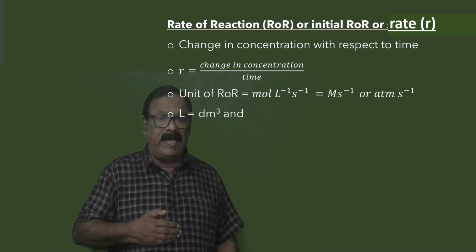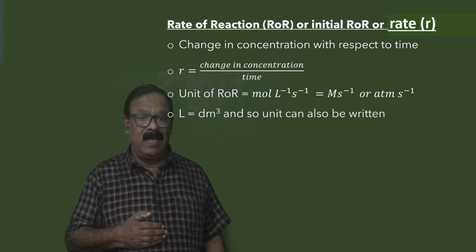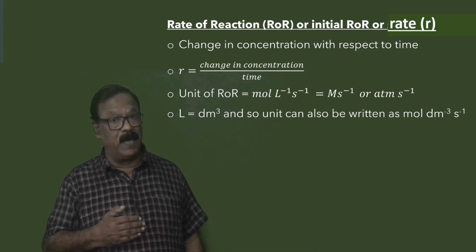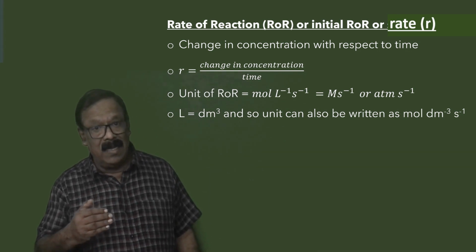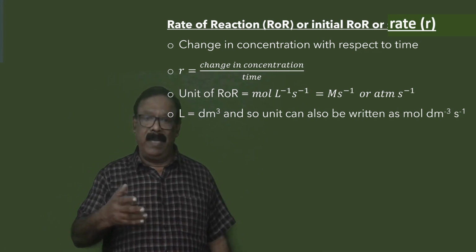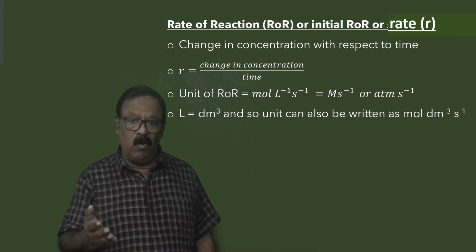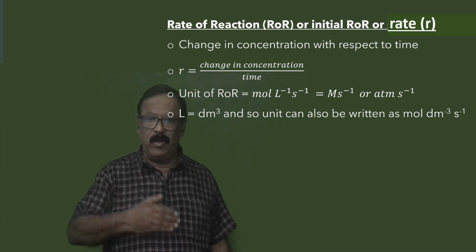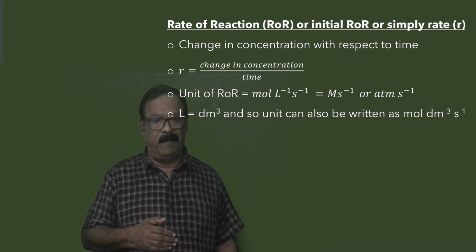In some books, liter is written as dm cubed. Actually in SI system, liter is not there, it is only dm cubed. So the unit can also be expressed as mole dm power minus 3 second power minus 1. The unit of time can be anything. The basic unit is second. It can be used in minutes, hours or years. In these plus 2 books, as far as you are concerned, we are not using dm cubed, we are using only liter.